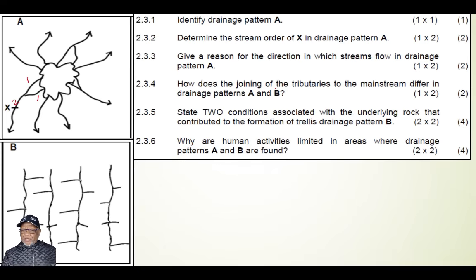How does the joining of the tributaries to the mainstream differ in drainage pattern A and B? You can see the joining here is acute. We have an acute angle, but here you can see there is a 90 degrees angle.